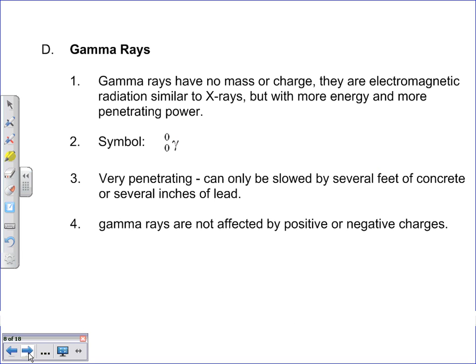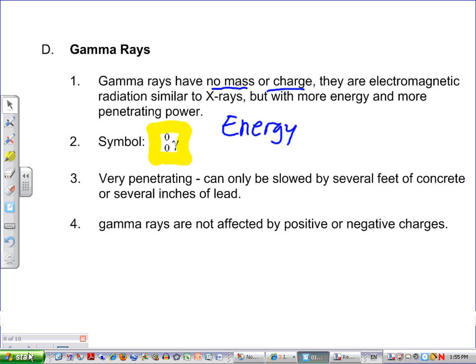And then the last one is not a particle at all because it has no mass, it has no charge. Instead, it is just purely energy. And we illustrate the fact that it has no mass or charge by the fact that it's got a 0 right there for each of those values. It does penetrate very well. It can only be stopped by several feet of concrete or several inches of lead. And because it has no charge to it, it's not affected by any positive or negative charge.